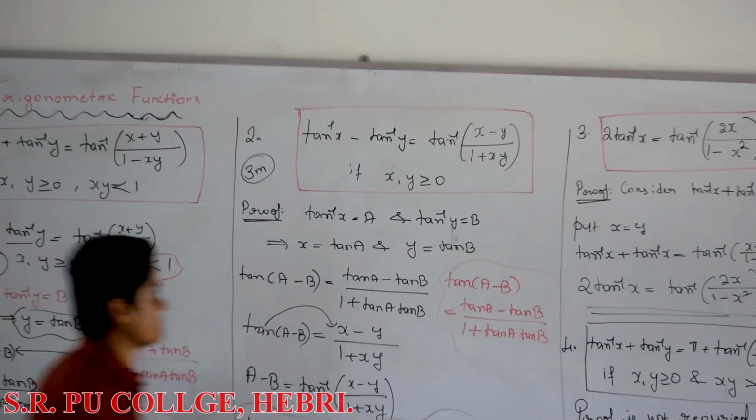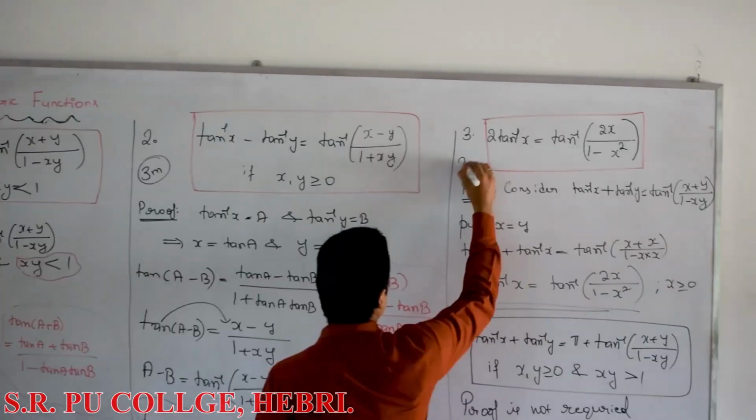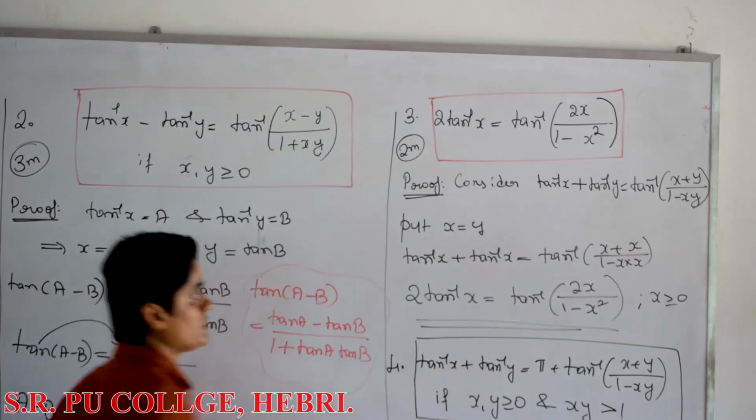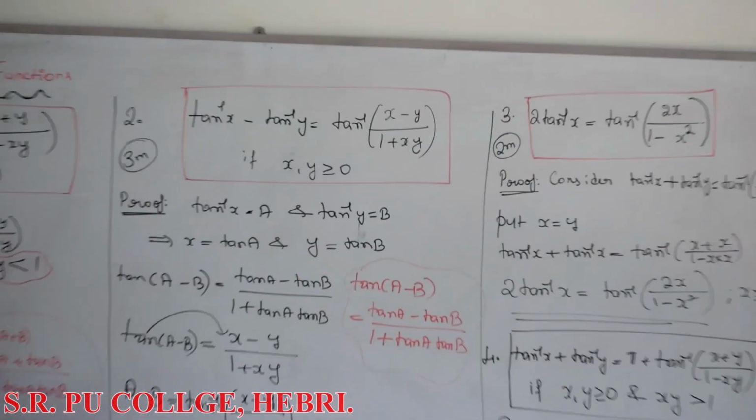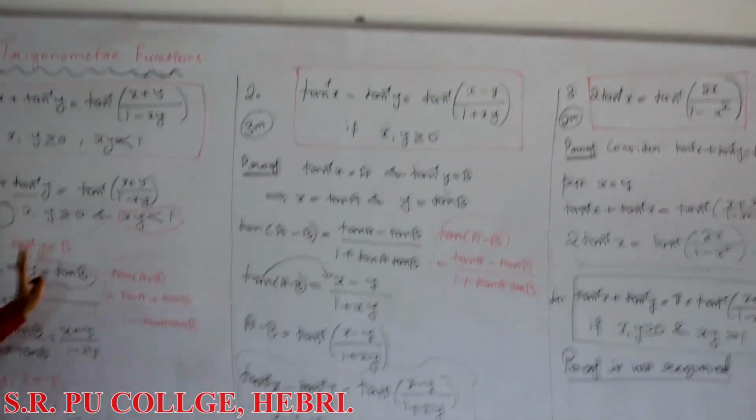So these 3 proofs are important. This third one is not for 3 marks, it's just for 2 marks. You may get this also, but it is not very important. You may get that third one for 2 marks. So I hope you understood the first 3.